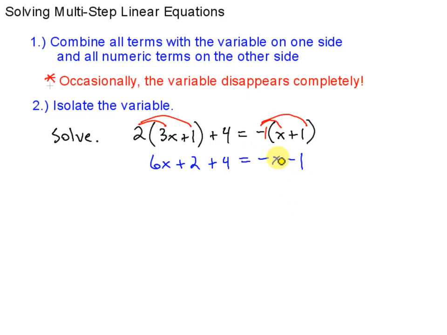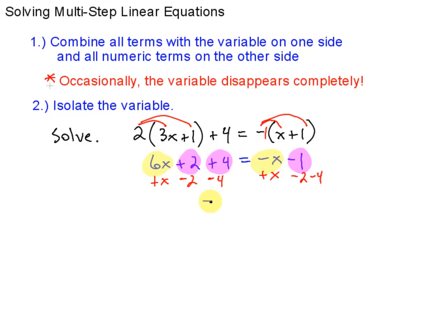Okay, a couple things we could do. I'm going to try to get every term with x on the left side, and then all my numeric terms on the right side. So I need to add x to both sides to get rid of the x on the right, and then subtract 2 and subtract 4 from both sides to get the purple guys to the right.